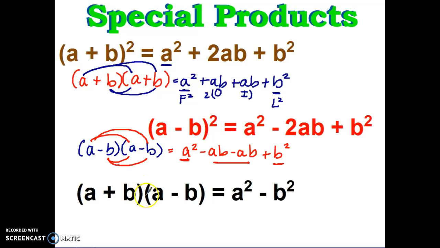So a plus b times a minus b. I'm multiplying a binomial by its sum and its difference, multiplying them together.